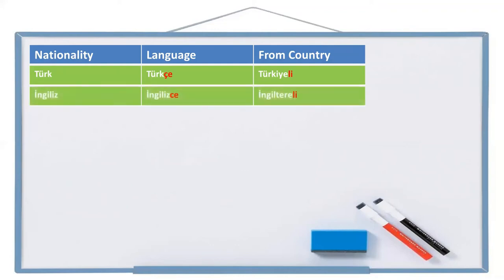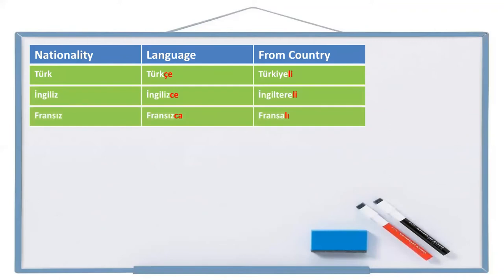Another one. English is İngiliz as the nationality. With the suffix, the language English is İngilizce, and the country England is İngiltere. From that country, İngiltereli. Another one. French as the nationality is Fransız. With the suffix, Fransızca is the language. The country France is Fransa. From that country, Fransalı.